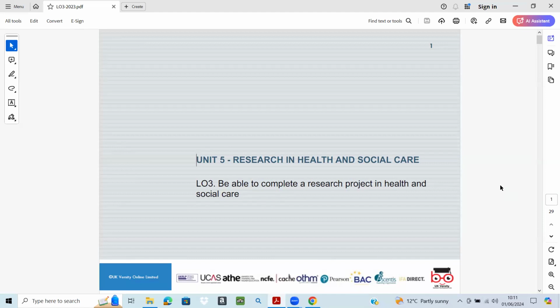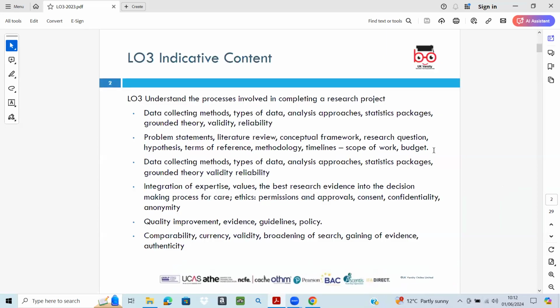So these are all the important aspects related to research in health and social care, and to be able to complete a research project in health and social care. So we'll move to the next slide. And in the meanwhile, if there are any questions, then please do ask.